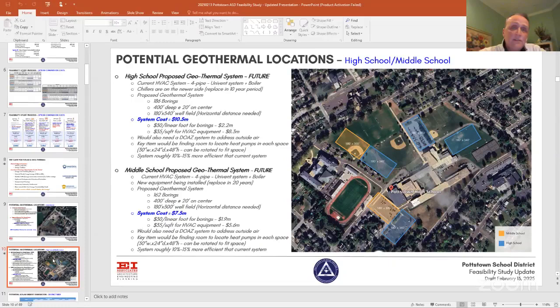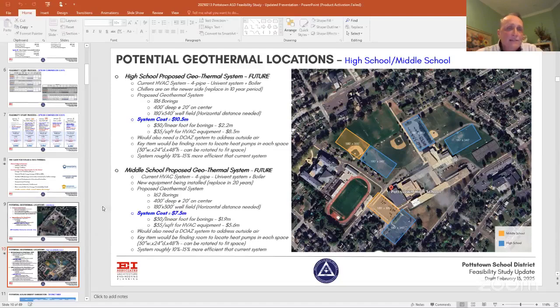So we looked at both the middle school and high school potential well fields that we could put on the site here. And again, these are just very, very high altitude conceptual. We understand there'd have to be a lot of work to be done here, but it gives you a snapshot of what size area we'd be looking at for both. And for both the high school and the middle school, the geothermal system would probably be north of, or right around, at least 15% more efficient than the current system.